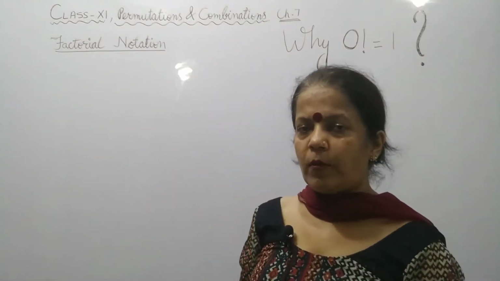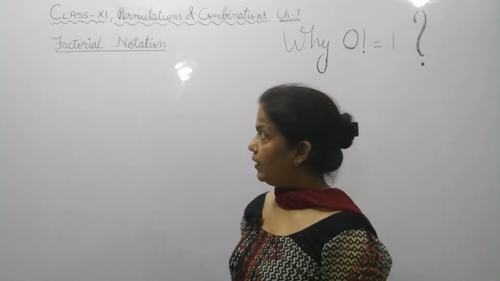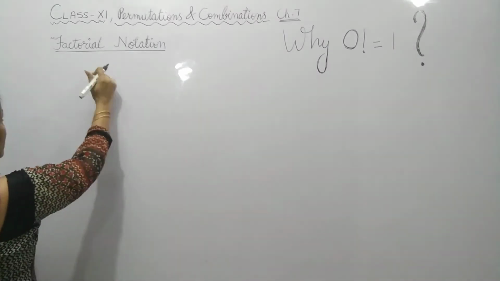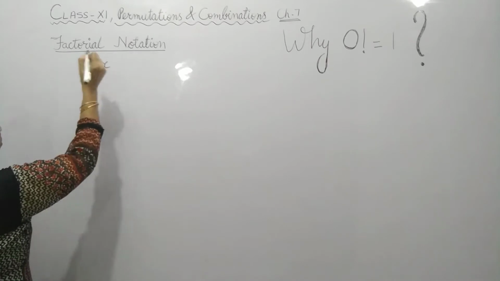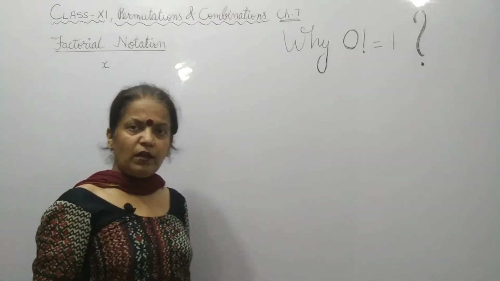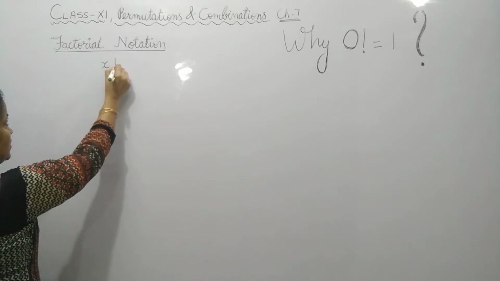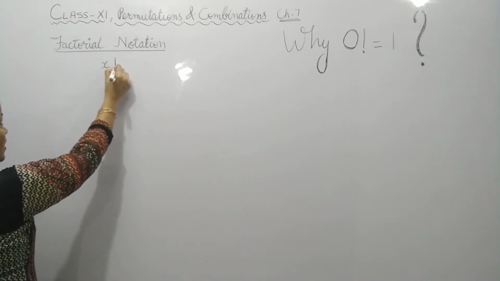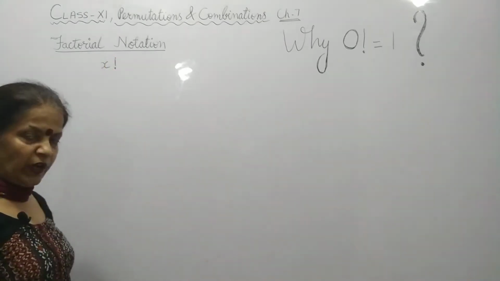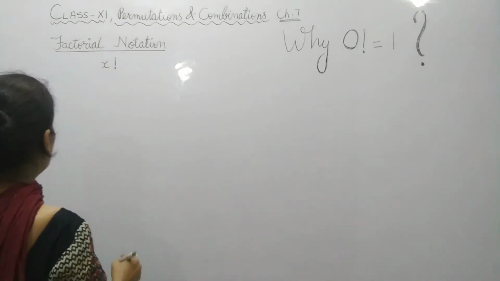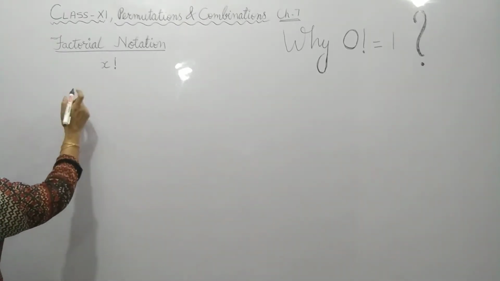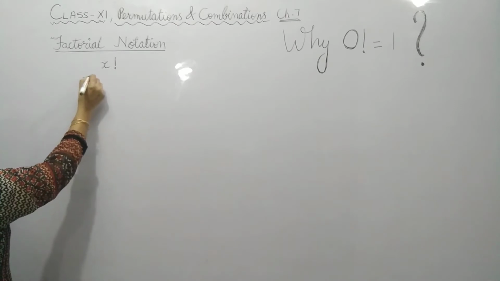Today we will talk about the factorial notation. If we have to write any number in the factorial form, then the notation is this. This is the notation of the factorial. Suppose there is one number, let it be 3 factorial.